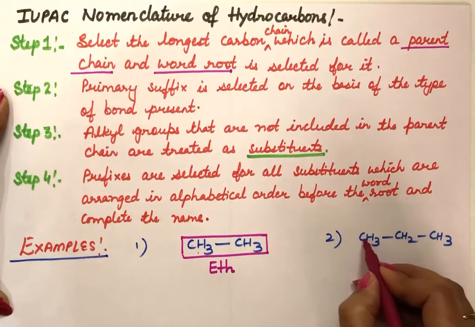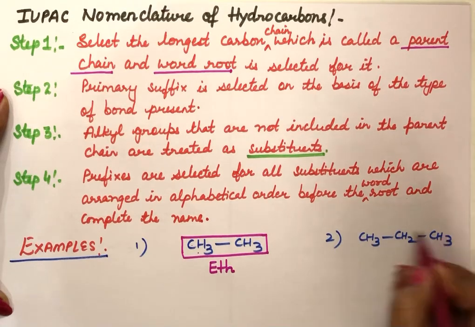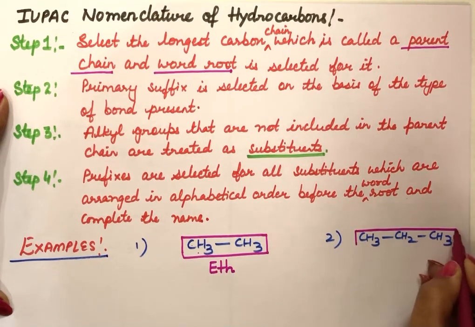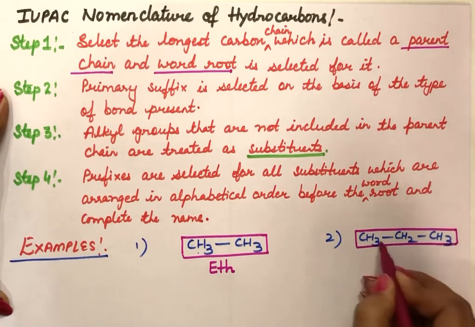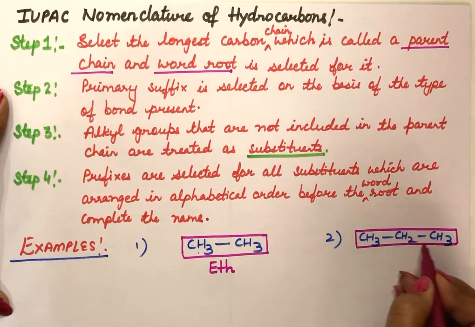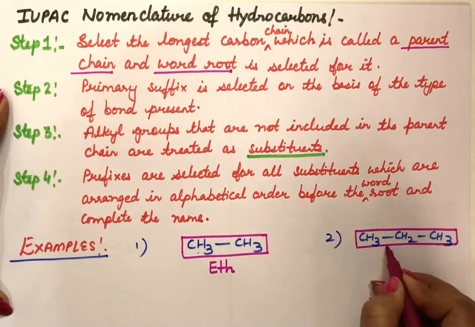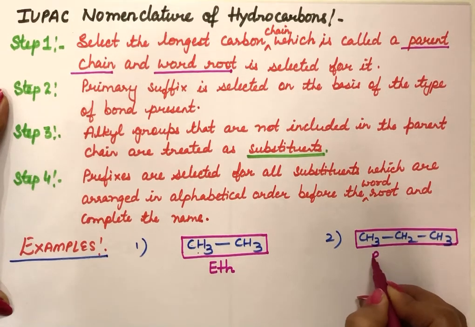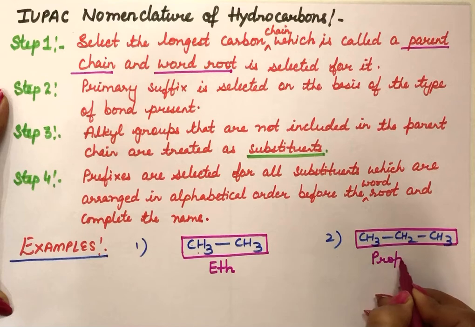In this example, there are three carbon atoms in a chain. All three carbon atoms are present in continuation, so this is a parent chain. Since there are three carbon atoms, the word root for this is prop. So this is the first step.